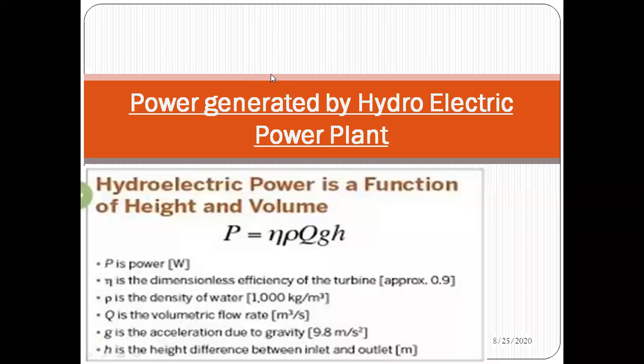So the power of the hydroelectric power station will depend upon two main things. One is the volumetric flow rate, and another is the difference in height between the inlet and the outlet. So you can say that in any hydroelectric power station, the amount of power that it can generate is ultimately dependent upon two main things: the volumetric flow rate, and the height difference between the inlet and the outlet. I think up till this, it is clear to all of you.